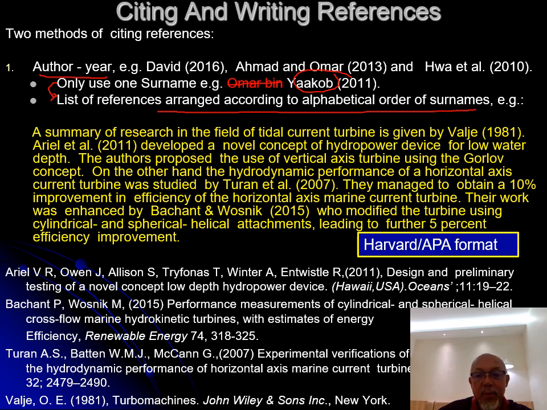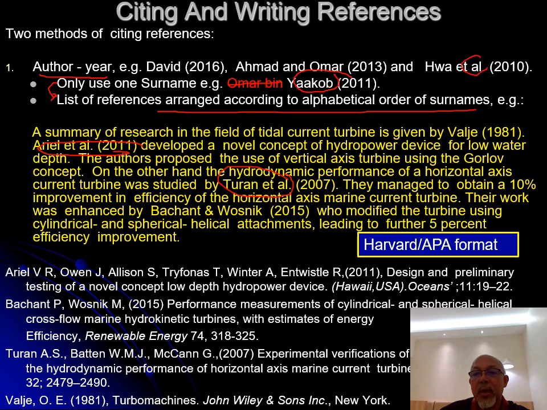So we give an example here. A summary of research in the field of tidal turbine is given by Walsh, 1981. Okay, and then Aria 2011 developed a novel concept of hydropower device and so on. So we can see that each of these is called a citation. Citation is given in author year, and we can see here et al. Okay, I think many times we are going to see et al. This is Turan et al.